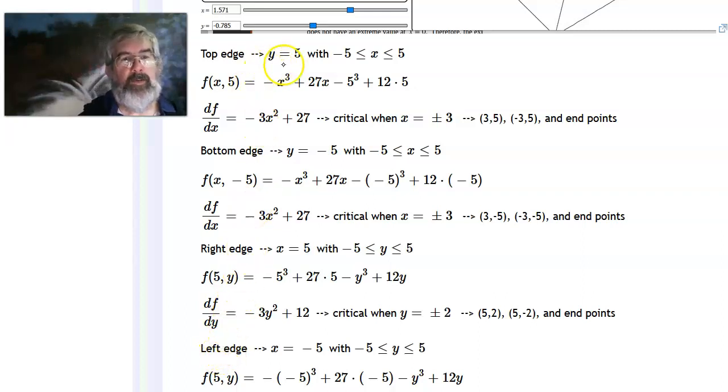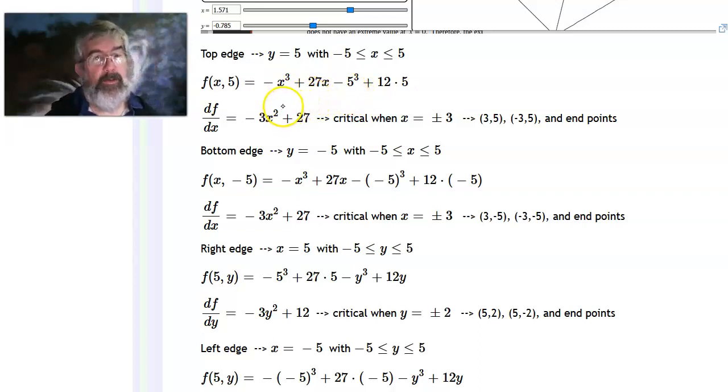So the top edge is when y equals 5. If I plug 5 in for y in that function, it now becomes just a function of x. Now this is a Calc 1 problem. Can you find where that function of x is maximized and minimized? Well, sure. Take a derivative, set it equal to 0, and check the endpoints. I want to mention there are endpoints here at -5 and +5.